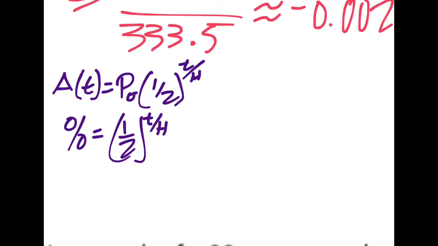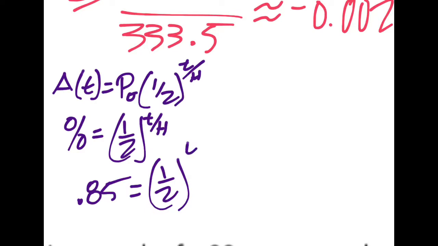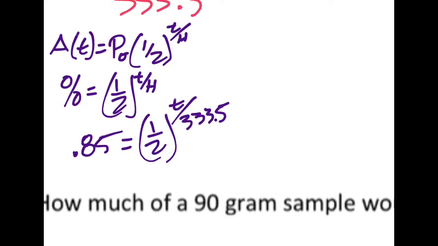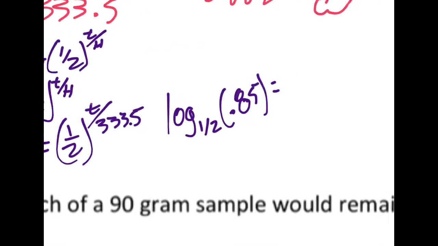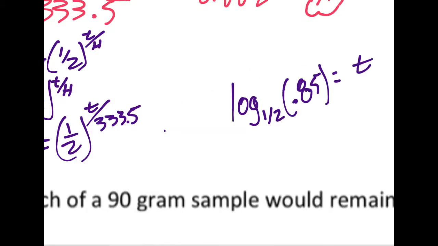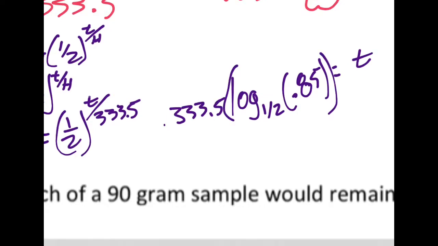So let's plug our stuff in. We know that we want the percent to be 0.85 equals 1/2 to the T, we don't know the time, so that's our variable T, divided by the half-life, 333.5, which we can rewrite as the log base 1/2 of 0.85 equals T over 333.5. So if I take this and multiply it by 333.5, I should get the same answer.